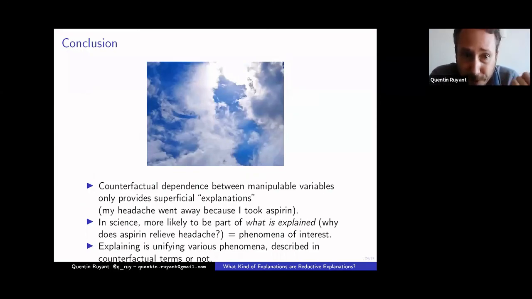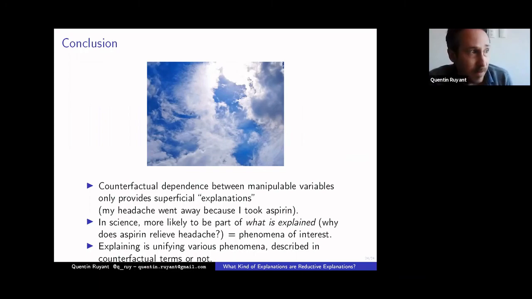So in conclusion, the main idea that I want to put forth is that counterfactual dependence between manipulable variables, or causal relations, I would say that they only provide superficial explanations of the kind: my headache went away because I took aspirin. If I only mention the cause, I think it's a superficial explanation. But in science, these causal relations or these counterfactual dependence relations are more likely to be part of what is explained and not what does the explaining.